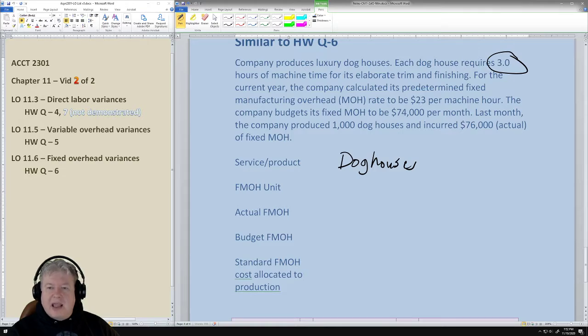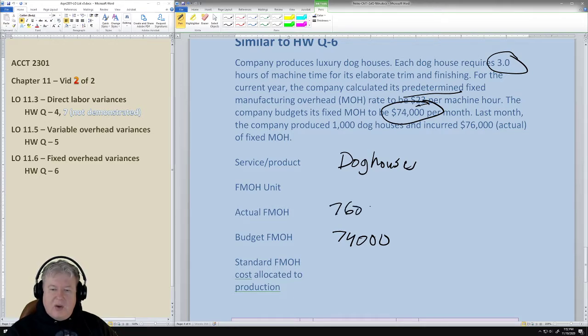For the current year, the company calculated its predetermined fixed manufacturing overhead at $23 an hour. Remember that word, predetermined. Okay, so we don't need that quite yet. We'll come back to that. The company budgets its fixed manufacturing overhead at $74,000. So the budgeted FMOH is $74,000. Last month, the company produced 1,000 doghouses and incurred $76,000 of actual fixed MOH.